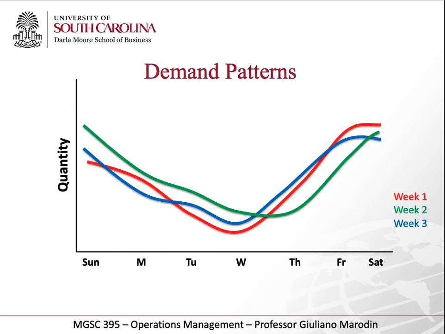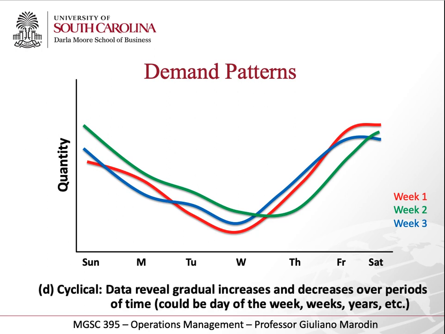In this chart, we're showing 3 different weeks. We have the days of the week here: Sunday, Monday, Tuesday, Wednesday, Thursday, Friday, Saturday. We have week 1 of the month, week 2, week 3, right? We can see that we go down on Wednesday and then go back up on Friday and Saturday, and that's happening consistently every week. That's what we call cyclical. It's repeating, decreasing or increasing, whatever it is, but it's repeating over a certain period of time. It could be weeks, it could be years, it could even be months.